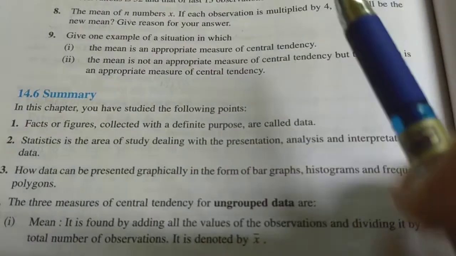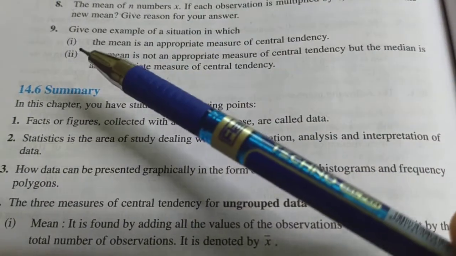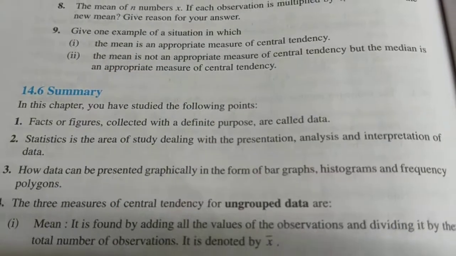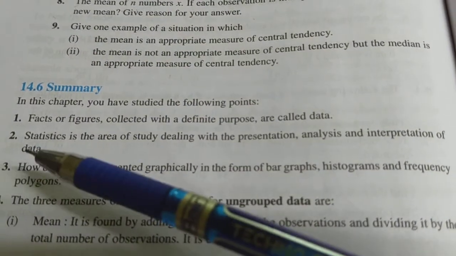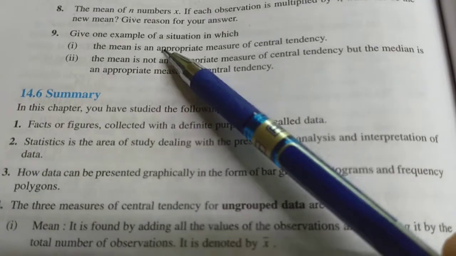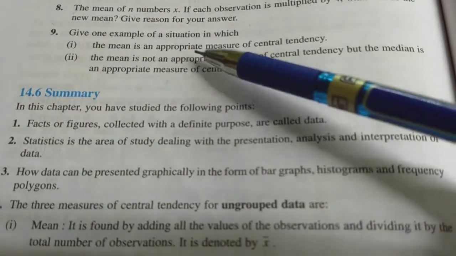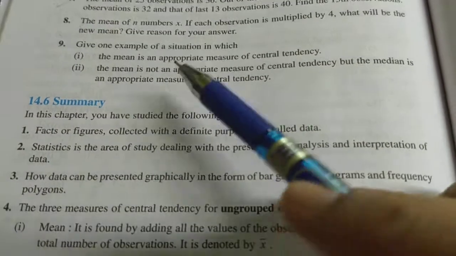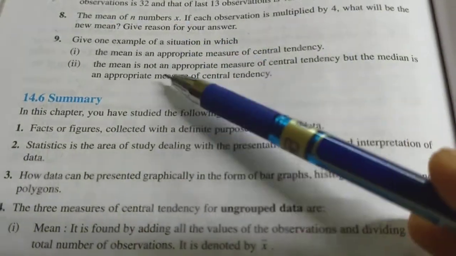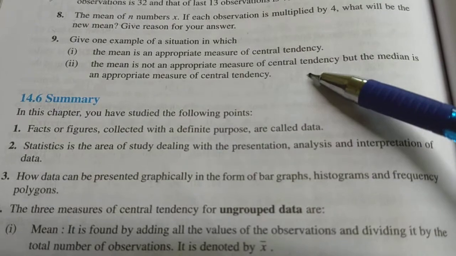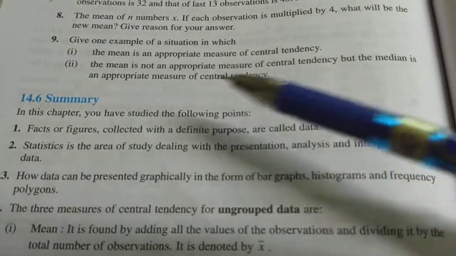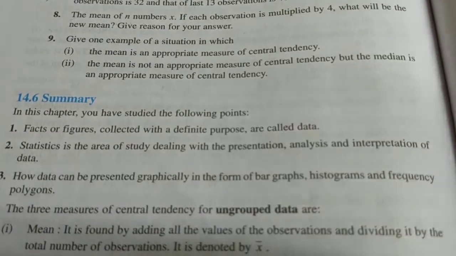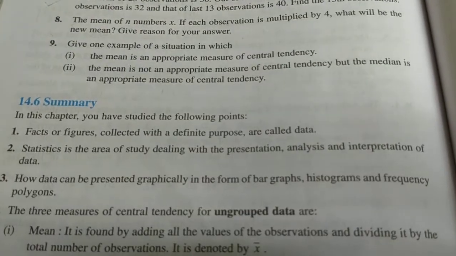Okay, last question for this exercise. The last question says we have to give examples for two situations. For one, the mean is an appropriate measure of central tendency. You have to give one example. And for the other, the mean is not an appropriate measure of central tendency, but the median is. So we have to give two examples.